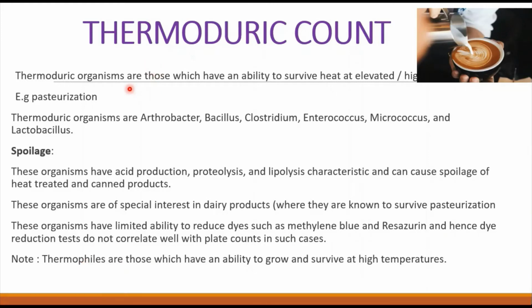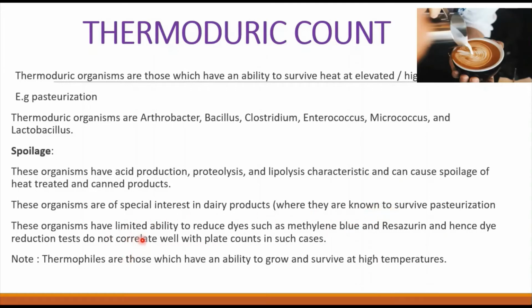The best example is the pasteurization conditions, where these organisms will survive but they don't grow, and they are called thermoduric. The examples are Arthrobacter, Bacillus, Clostridium, Enterococcus, Micrococcus, and Lactococcus. These organisms are able to spoil heat-treated and canned products by producing acid, proteolysis, and lipolysis. Thermoduric organisms are of special interest in dairy products, where they are known to survive pasteurization.